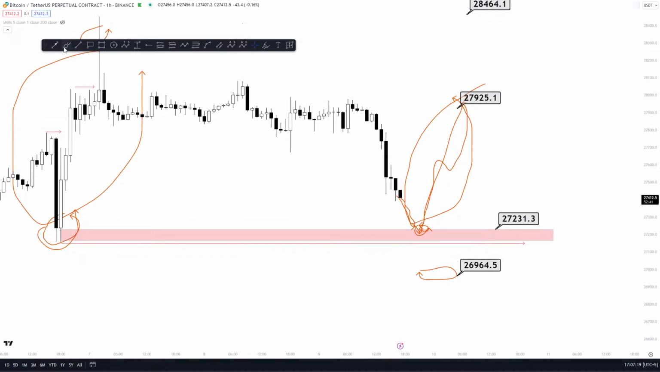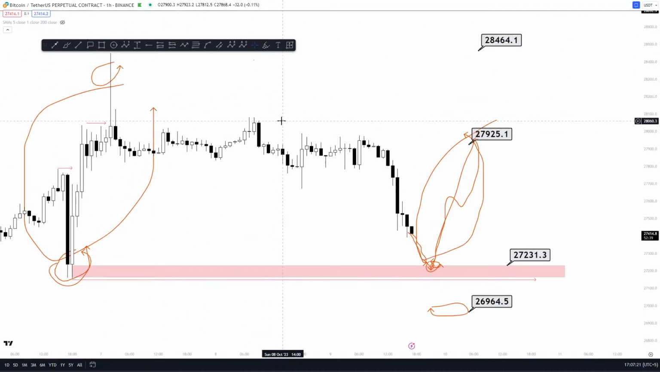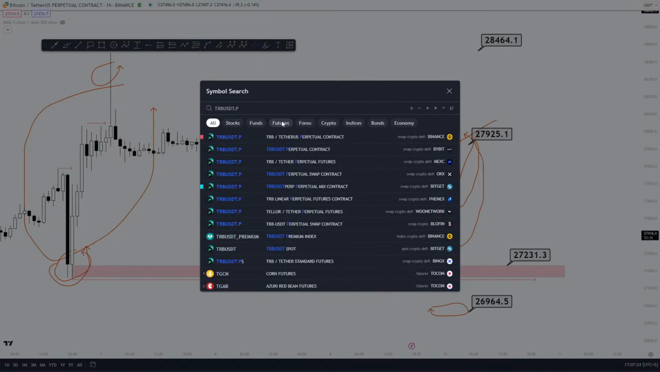So this was Bitcoin overall. I'm expecting some longs. And if you guys need any coin analysis, let me know. I will analyze it for you.